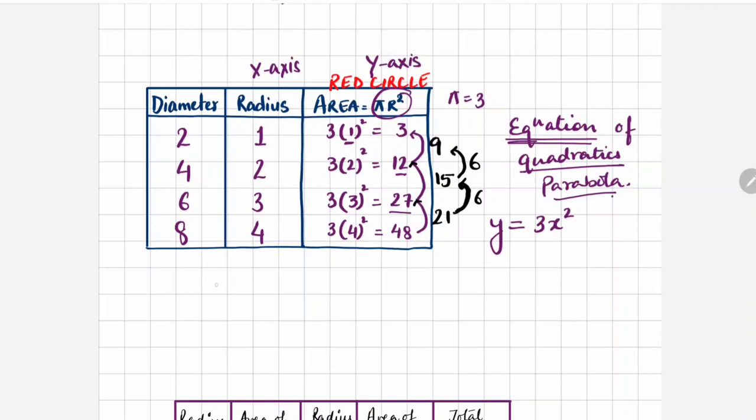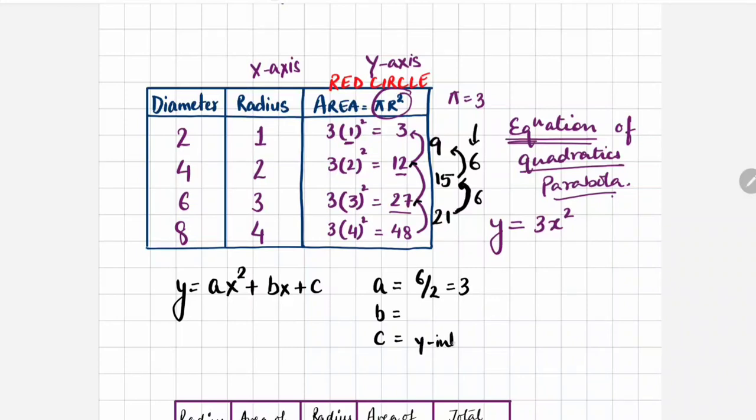So if you remember the standard form, y equals ax square plus bx plus c. All right, from there we can have a, b and c values, and it will create our quadratic equation, right? So a, b and c. A is always half of the second difference. All right, so that is going to be 6 over 2, which is 3. All right, c is your y-intercept.